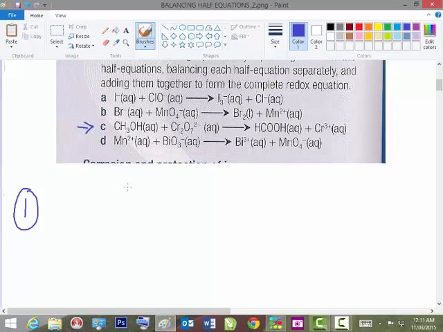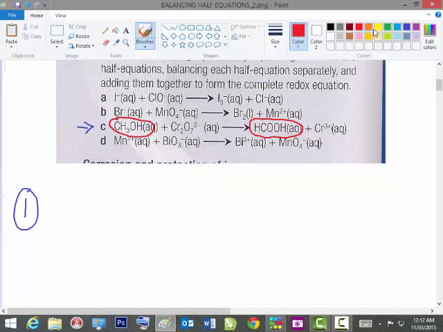by using half equations is to separate the reaction into two parts, two half equations. So first of all, we need to identify the half equations. We look for a common element in each equation. So we can see here carbon is in this formula here and also in this formula here. So these two will pair together because of the carbon being the common element.